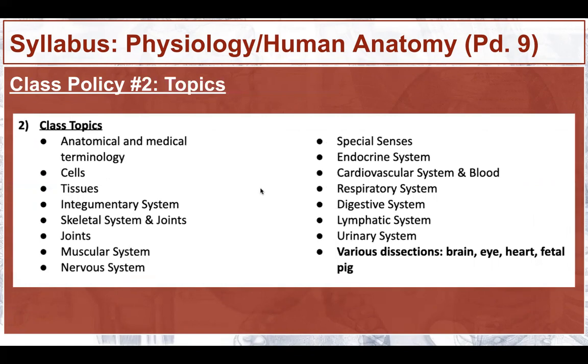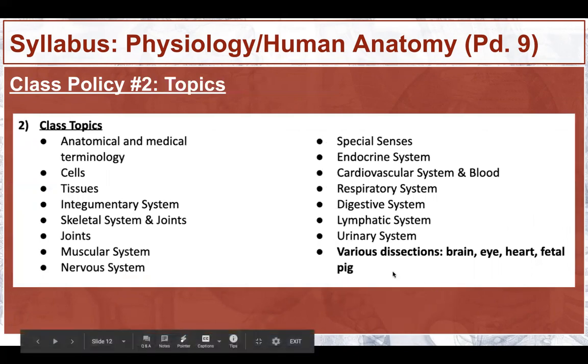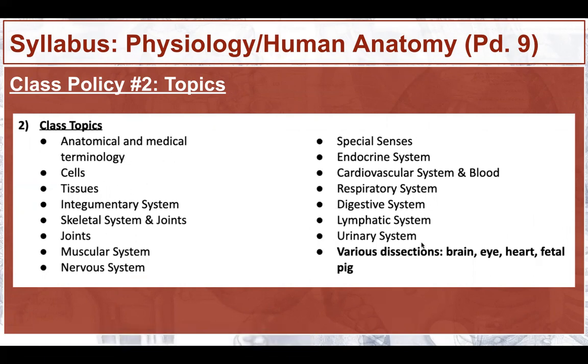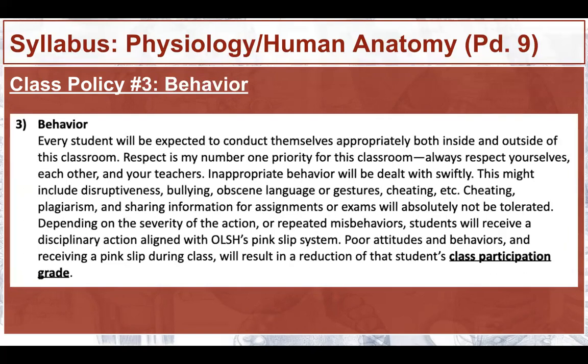The topics for the year are laid out here. We will start with a biology and chemistry introduction. Then we will get into the anatomical and medical terminology, and then tissues, and then finally all those systems. Now be advised, we are doing those dissections this year, so don't let it be a surprise whenever we get to them later in the year.